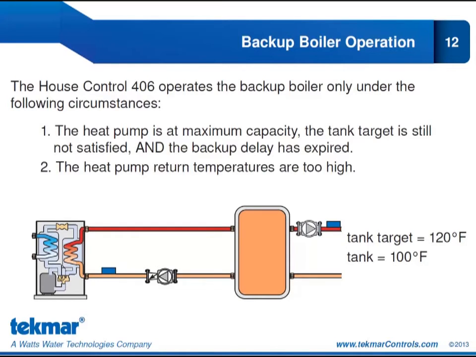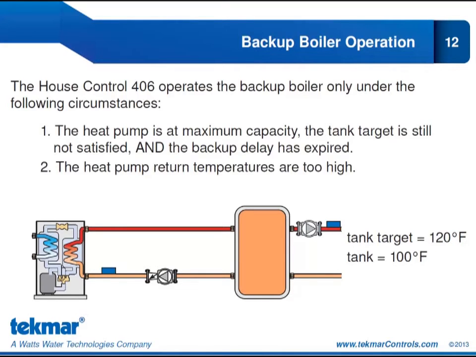If this happens, if the heat pump's at maximum capacity and the tank target is still not satisfied, then we have to wait for the backup delay time to expire. So backup delay is a setting in the House Control 406 that is programmed by the user or installer, and it will hold off the operation of the backup heat source for a certain period of time. Now we can program that up to 180 minutes. So if you set a high backup delay time, you're allowing that heat pump extra time to try to meet the demand before allowing the backup heat source to come into play.